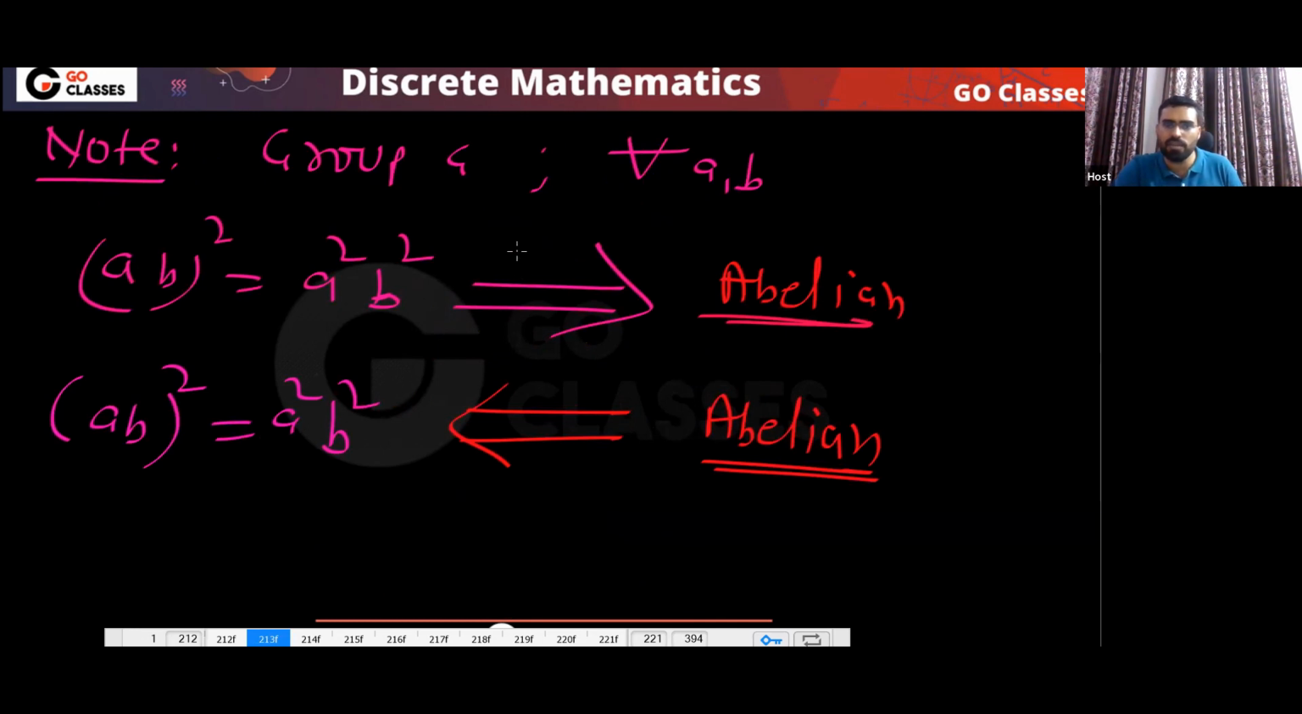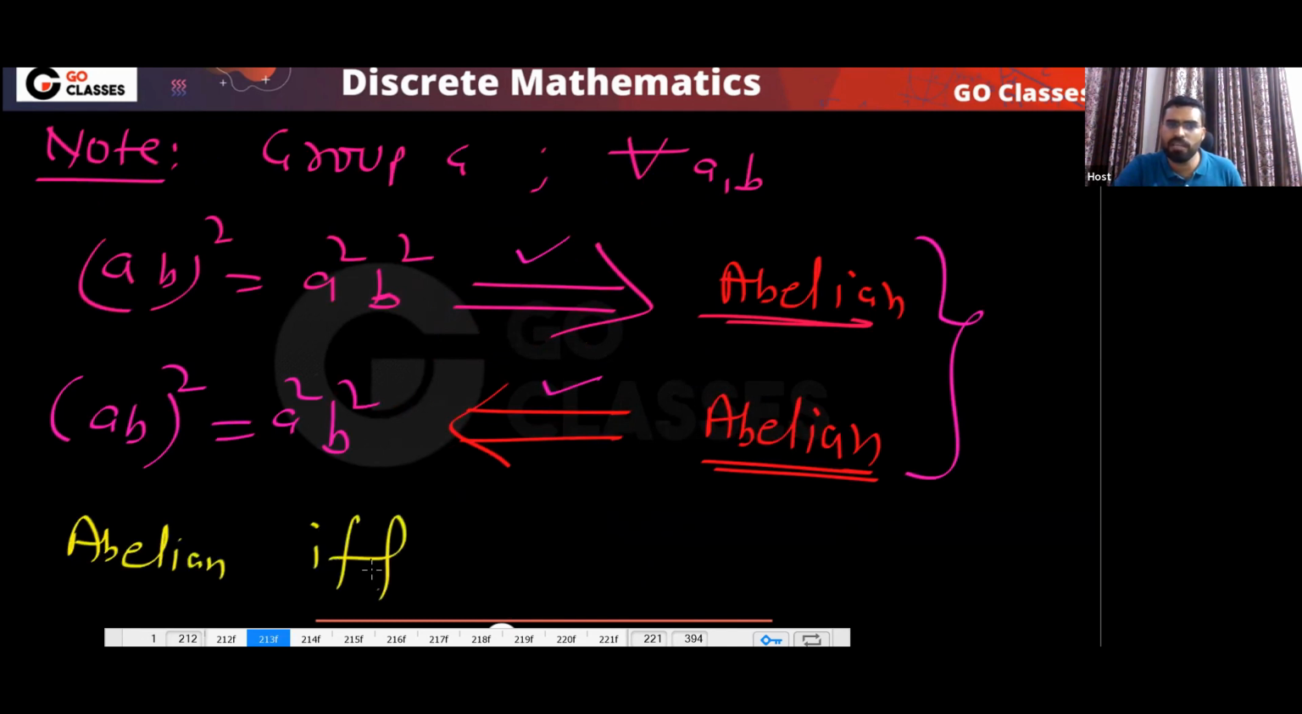Is it clear to everyone? So this is also correct. Both sides we have proven. So this is the definition of abelian. I can say abelian if and only if AB whole square is equal to A square B square for all A, B. This is the definition.